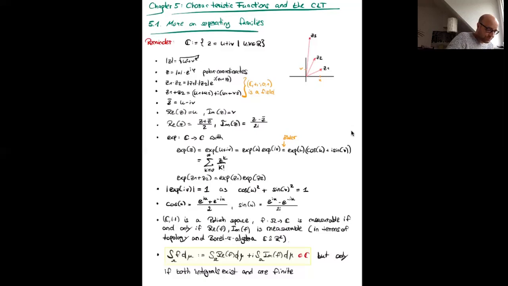So recall some more definitions, properties, etc. from Analysis 1 and 2. So the absolute value of a complex number is just the length of the vector. We have polar coordinate representations. So a vector is represented uniquely by the length and the angle. And this was written in this form.